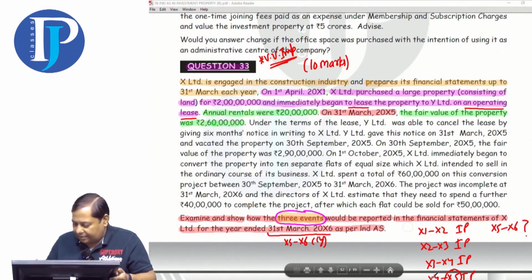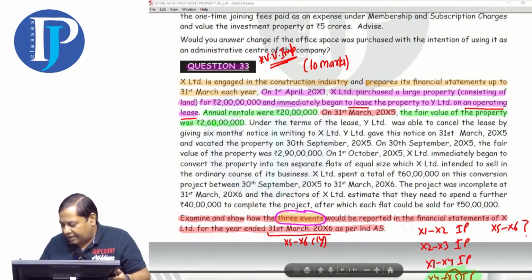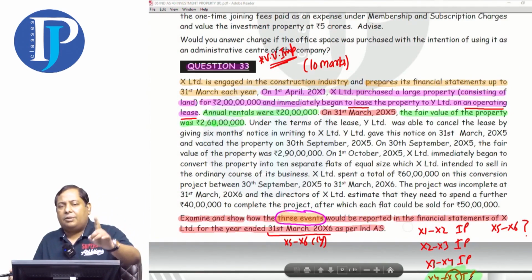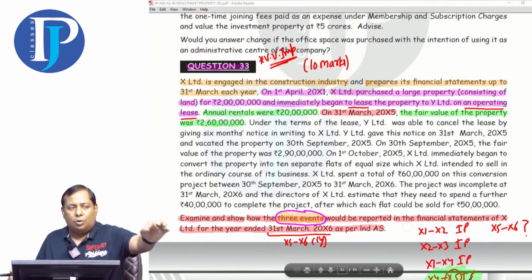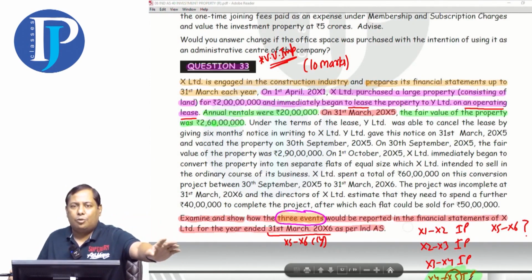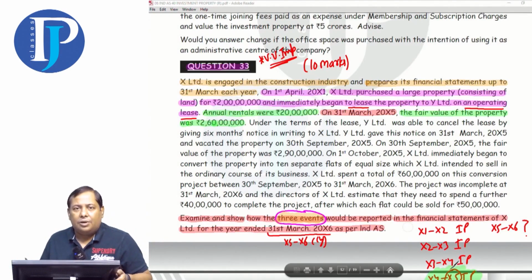You know very well that this is our investment property for X4 and X5. The cost model applies to investment property; we do not apply the fair value model. We can put 2.6 crores in the notes to accounts, but it cannot be included in the books. Therefore, this fair value is not considerable for us. And by the way, this fair value is for March 31st X5, and I need to do the accounting for March 31st X6.